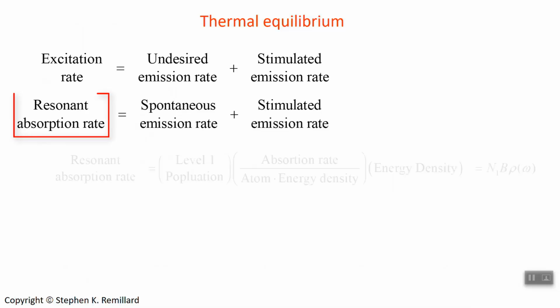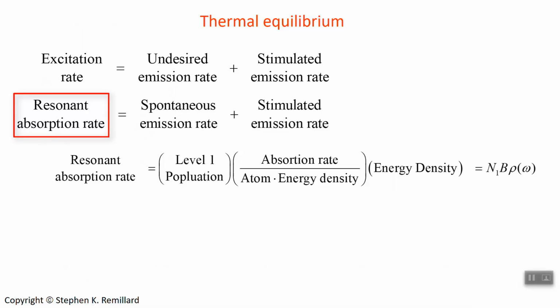First, resonant absorption. The more electrons I have at level E1, the more electrons are available to absorb a photon and excite to the level E2. So the resonant absorption rate is certainly going to be proportional to how many electrons there are down in the lower level, times the rate that each atom can absorb those photons. Now that's going to depend on how much energy is available. That is, how many photons are available to be absorbed.